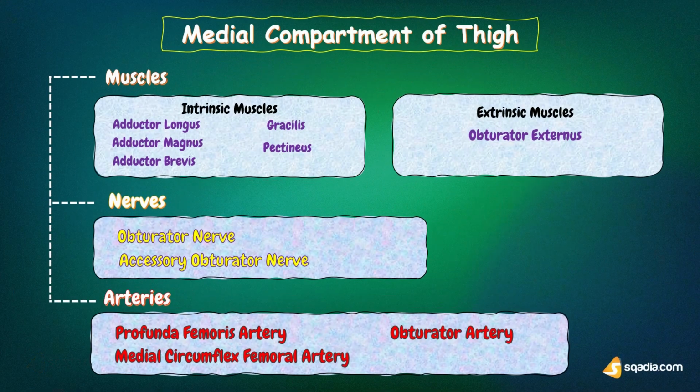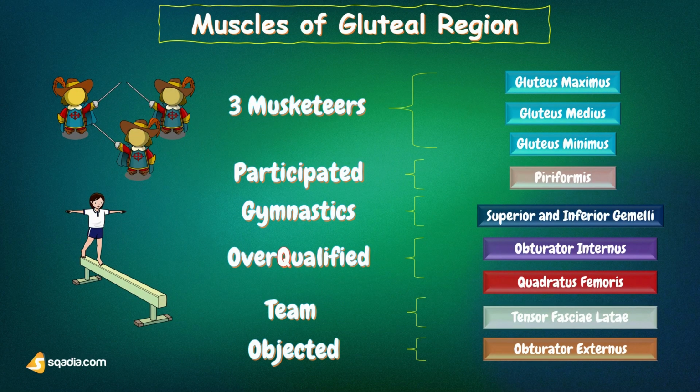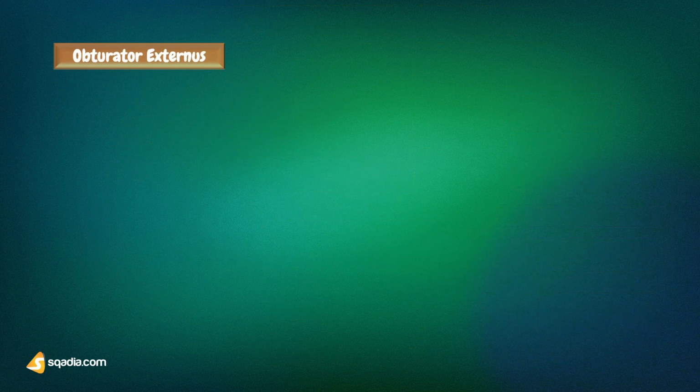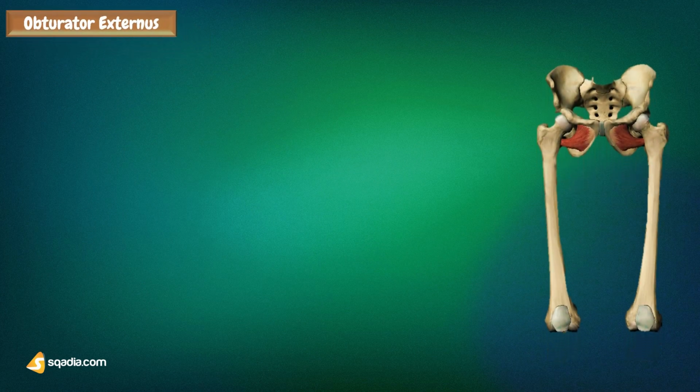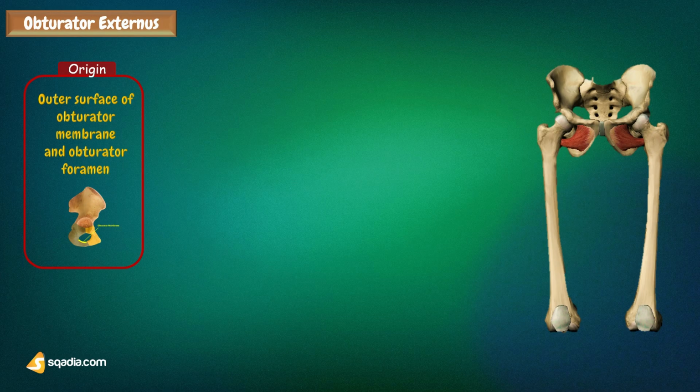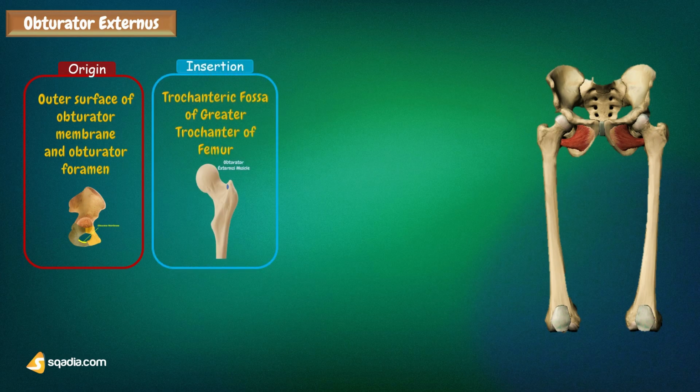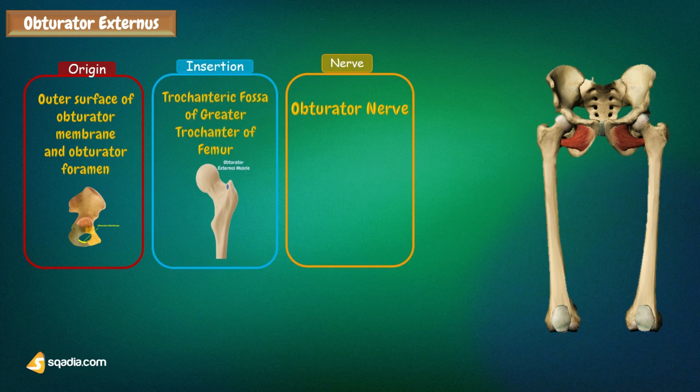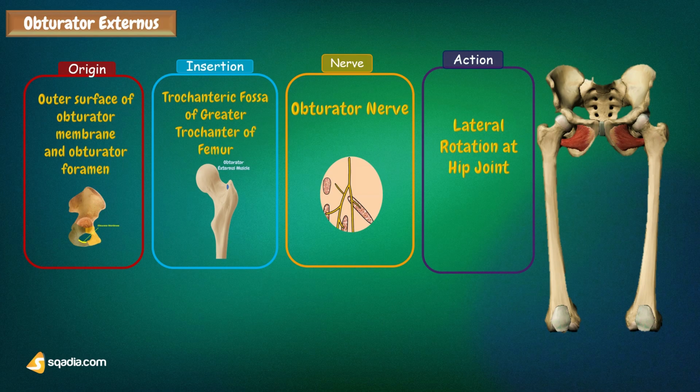The obturator externus muscle is not a true muscle of the region of the thigh. We have already discussed its origin and insertion in our video on the gluteal region in the lower limb. But here is a quick review. The muscle originates from the obturator foramen and inserts at the greater trochanter of the femur. It is innervated by the obturator nerve and performs lateral rotation at the hip joint.